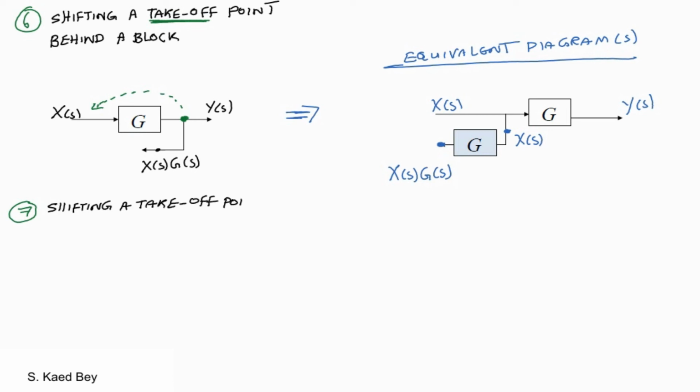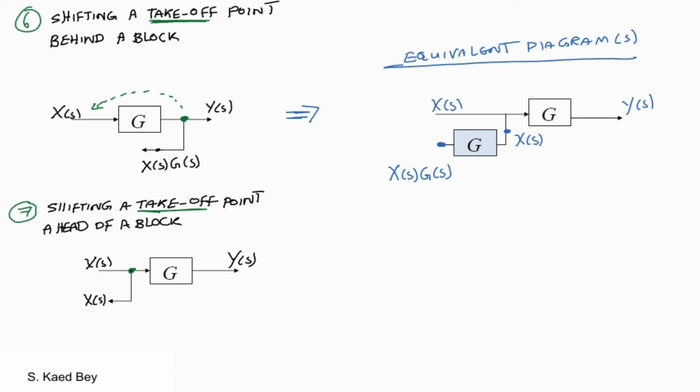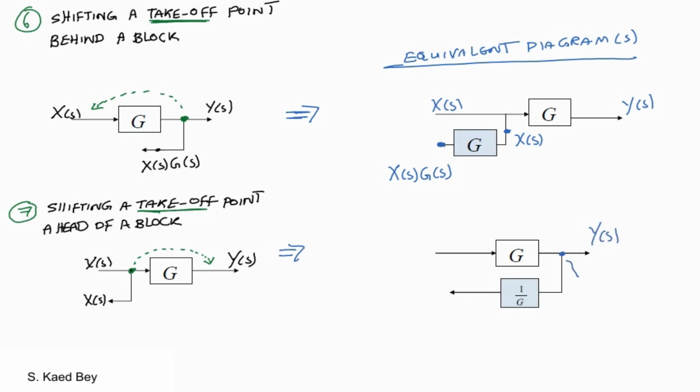The seventh intermediate transformation is moving a takeoff point ahead of a block. Suppose we have a combination of a takeoff point and a block as shown here. If we need to shift the takeoff point ahead of the block, then we must keep the branch output as is, which is x. In this case, we have to add a block with a gain which is reciprocal of the gain of the originally present block.